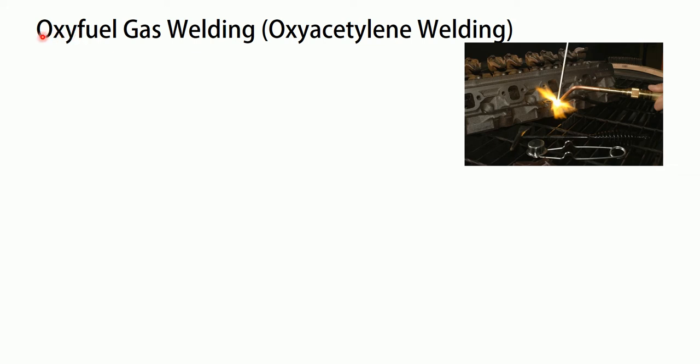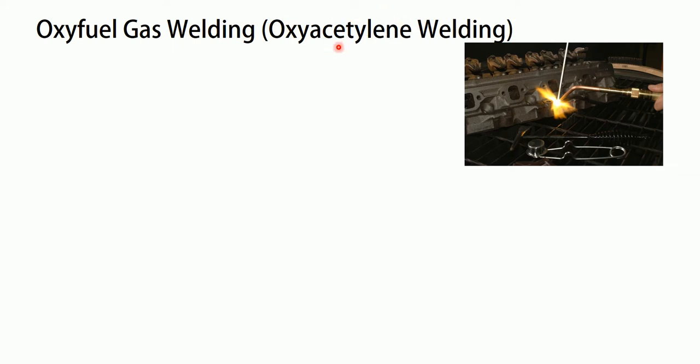So oxy refers to oxygen, and fuel means a gas which is explosive, or which can be burnt in the presence of oxygen. And that fuel is in the gaseous state. So the combination of these two gases for the joining process, or for the welding process, is called oxyfuel gas welding. Now, the most popular oxyfuel gas welding process is oxyacetylene welding.